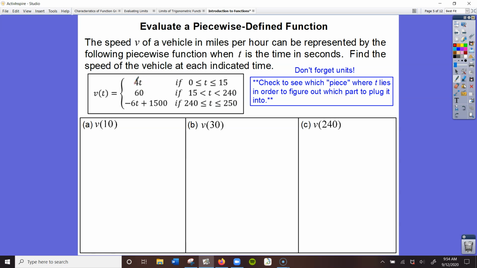So you'll see here that this first piece, that 4t, we only use it if the t value that we're using is somewhere between 0 and 15. For the second piece, we have that it's 60, and the answer will only be 60 if t is between 15 and 240. And finally, with the last piece, we have this last equation, and we only use that equation if the t value is between 240 and 250.